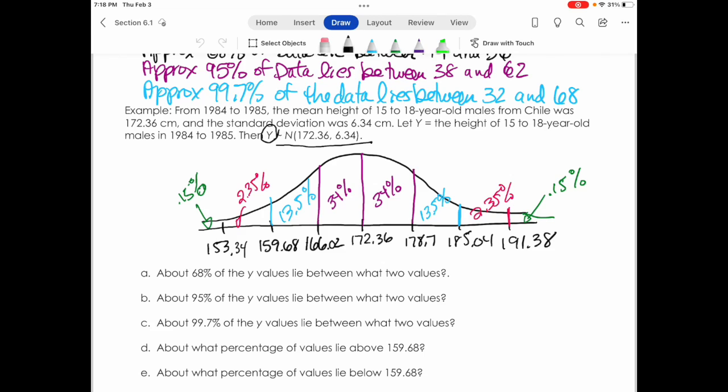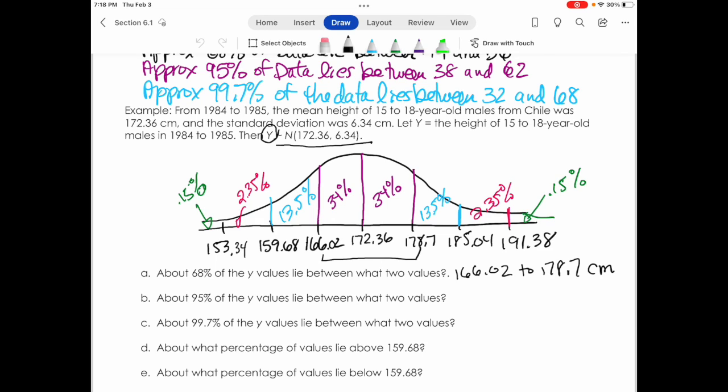It says about 68% of the y values lie between what two values? So we know that 68 would be between here and here. So I would say that it lies between 166.02 to 178.7 centimeters. So 68% of men approximately are between these two heights.